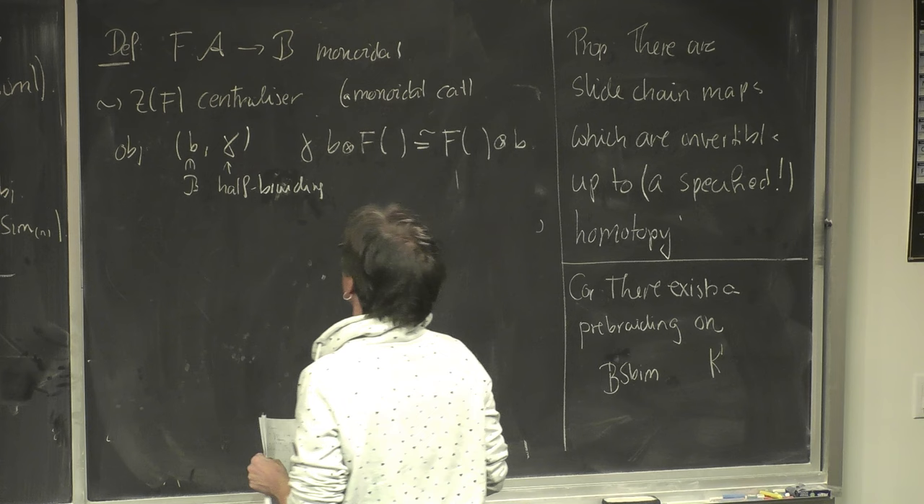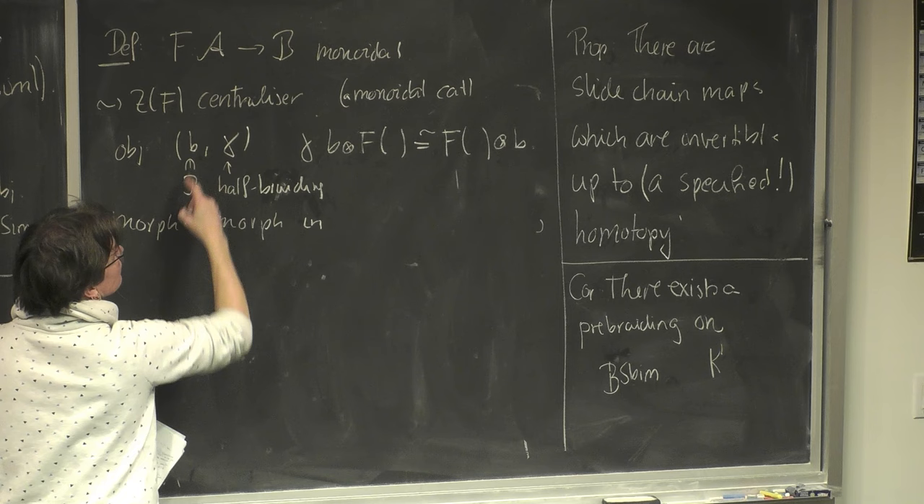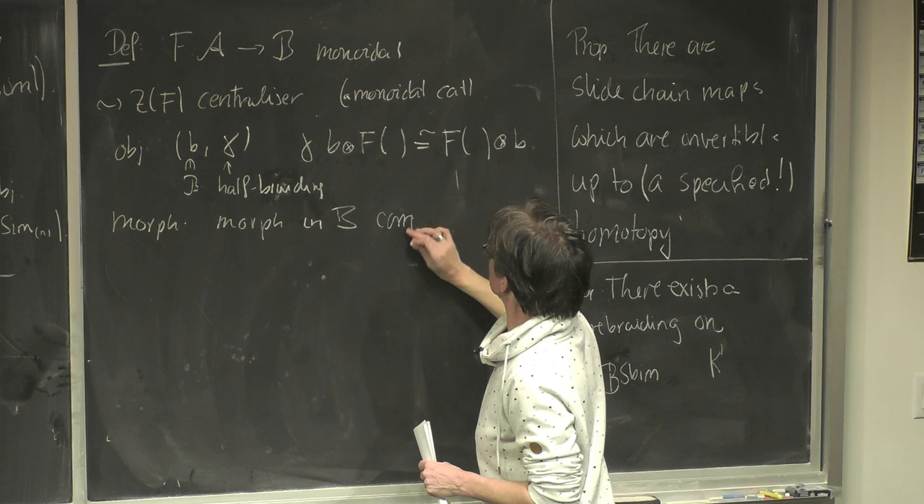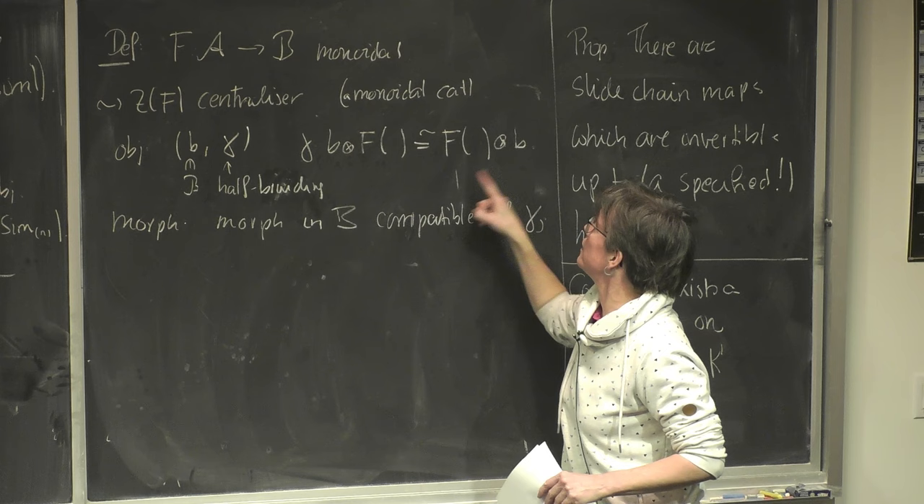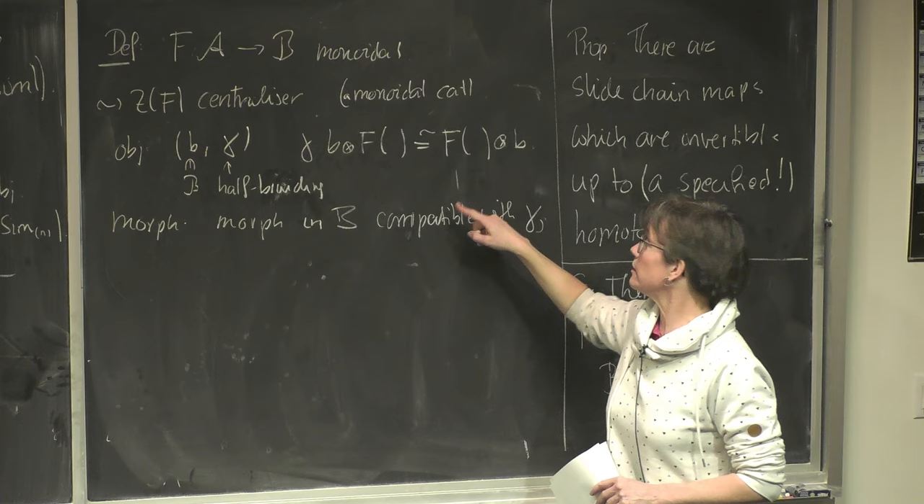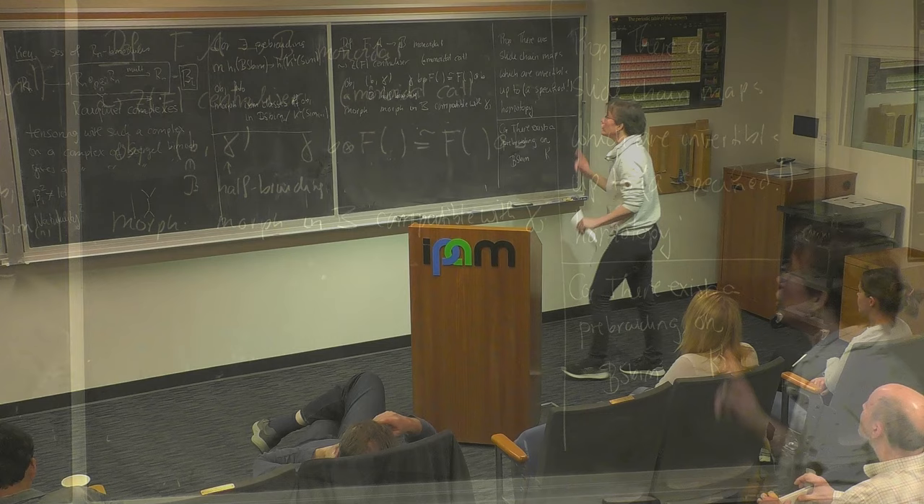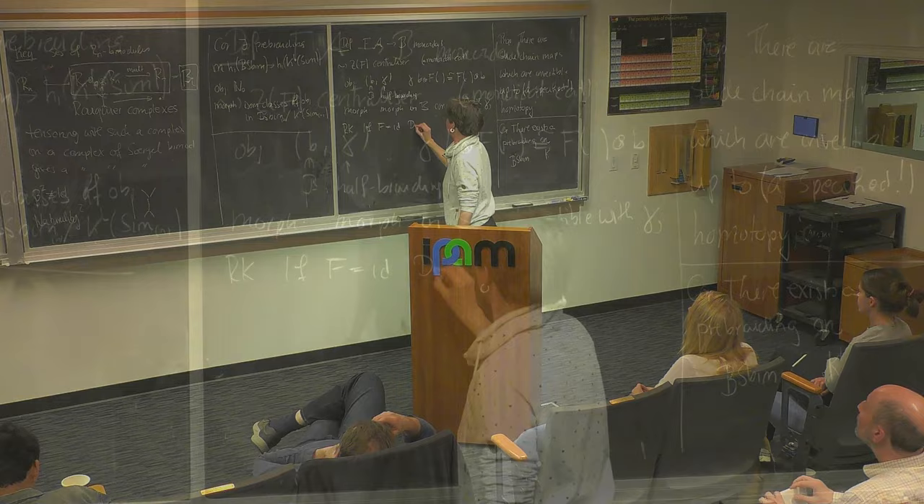It satisfies, so these are objects and morphisms are just morphisms in B, compatible with gamma in the obvious way. So you just have a morphism on B and a morphism on this F of this, the obvious commutative diagram. So this is a centralizer, and this we saw, for instance, in Robert Laugwitz's talk. So note, if F is equal to the identity, which was already nice in the braiding situation, then this is just Drinfeld's center definition.